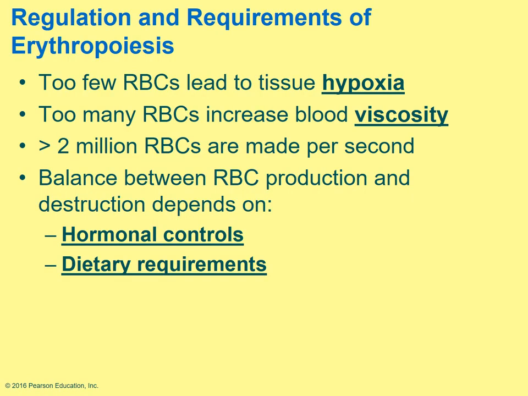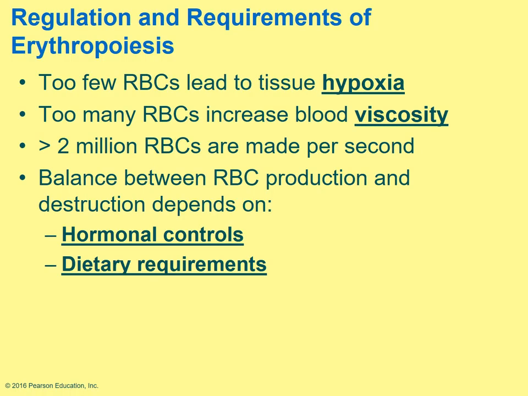If you do not have enough red blood cells being produced, it can lead to tissue hypoxia. You don't have enough red blood cells, you're not carrying enough oxygen, that tissue is now suffering. If you have too many red blood cells, it increases the blood viscosity. The viscosity refers to the thickness and how well it's going to flow. It's more sticky, and that's going to certainly be a problem. So it's got to be very closely regulated.